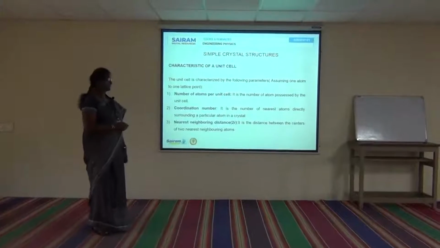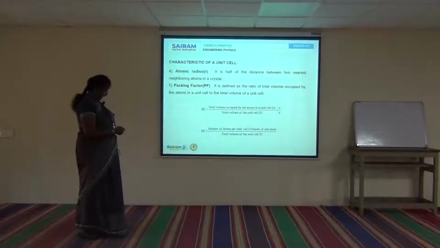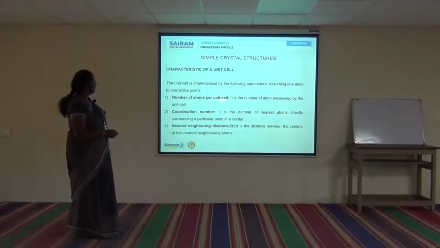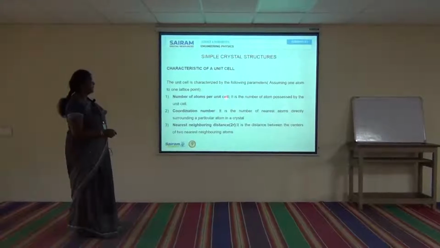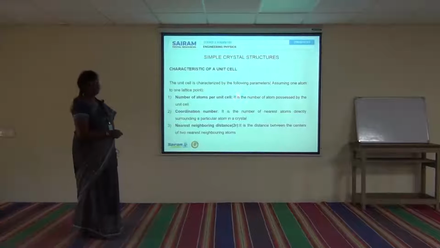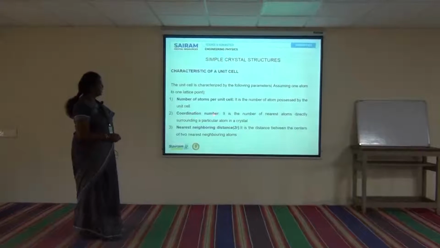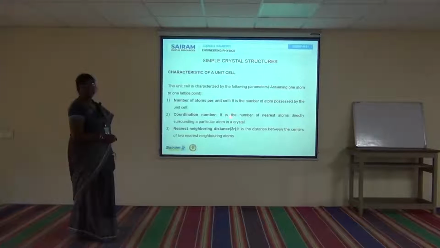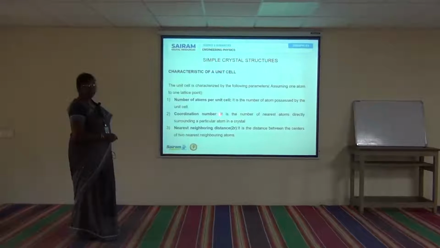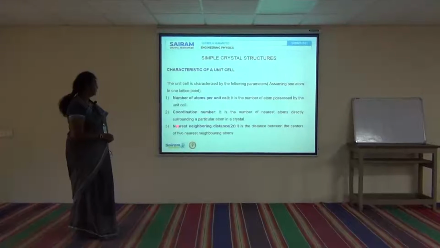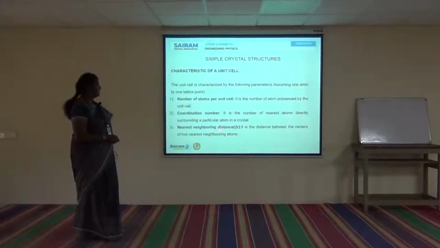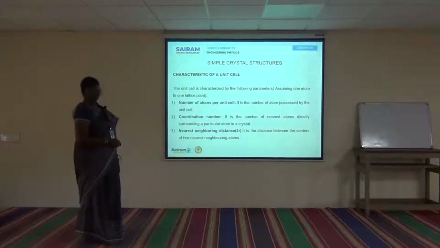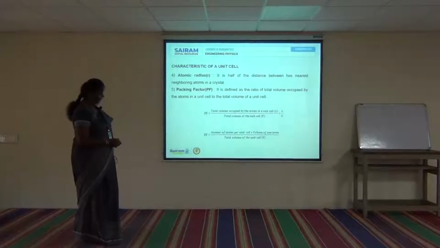So the first characteristic is the number of atoms per unit cell. It is the number of atoms possessed by the unit cell. The second one is coordination number. It is the number of nearest atoms directly surrounding a particular atom in a unit cell. The third characteristic is nearest neighboring distance. It is the distance between the centers of two nearest neighboring atoms.